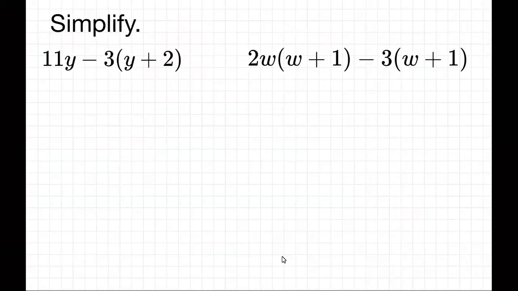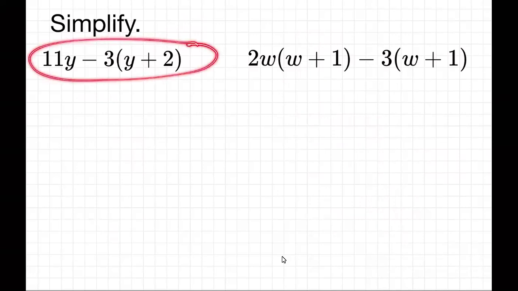So I have two more problems here. This first problem, right? We're dealing with variables, so that's why we're using the directions to simplify. So if we look inside the parentheses, we cannot add y and 2 together. They are not like terms. One is a variable term and one is a constant term.